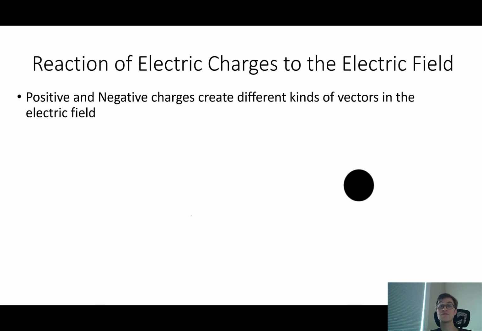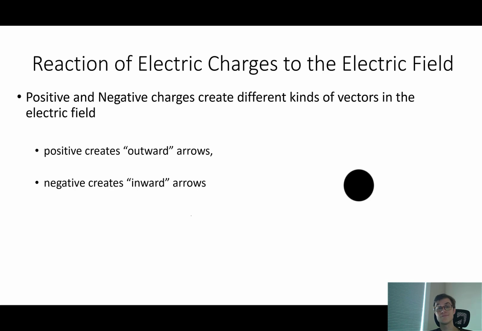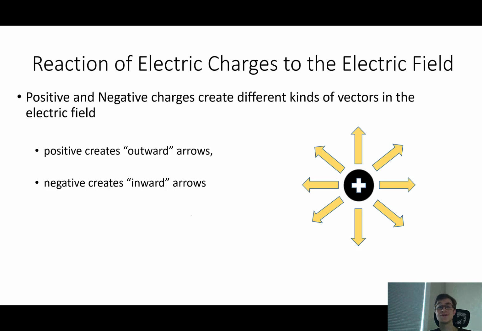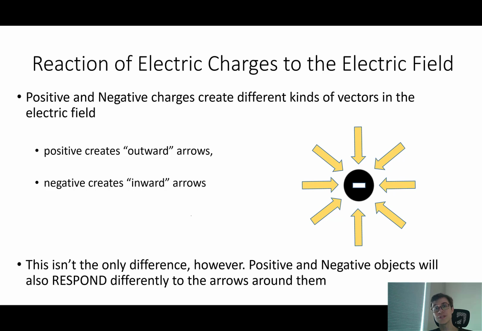So positive and negative charges are different because they create different kinds of vectors in the electric field. Positive charges create outward-pushing arrows, and negative charges will create inward-pulling arrows. So that's one difference, the kind of arrows they make. But that's not the only difference between positive and negative charges. They create different vectors, but they also respond differently to the vectors that are already there.